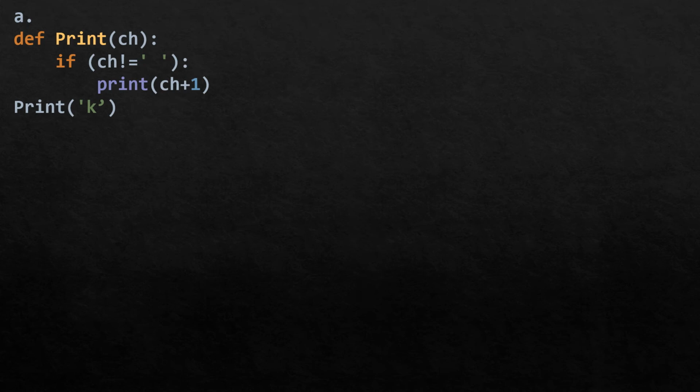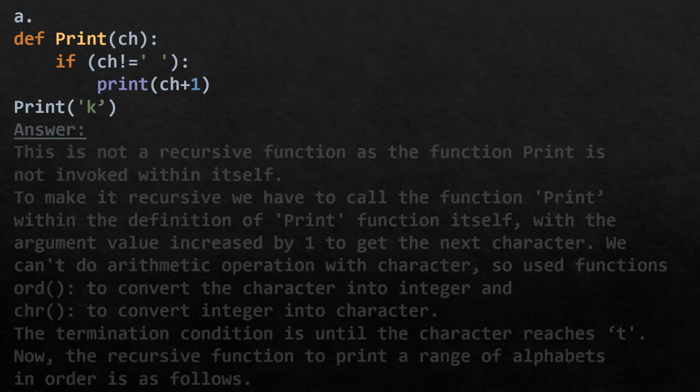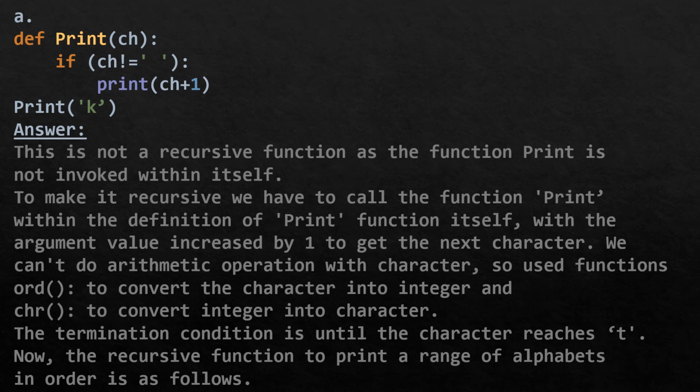So this is not our normal print function to print something on the screen. So this is a separate print function which is defined by the user, which is taking one character variable as its parameter. If ch not equal to blank space, print ch of 1. Here you can see this print is a normal print statement. And finally, the print function is called with a character k. And you can see this is not a recursive function as the function print is not invoked within itself. The user-defined function print with uppercase P here. This is meant to be a recursive function, but there is no recursive call to the function.